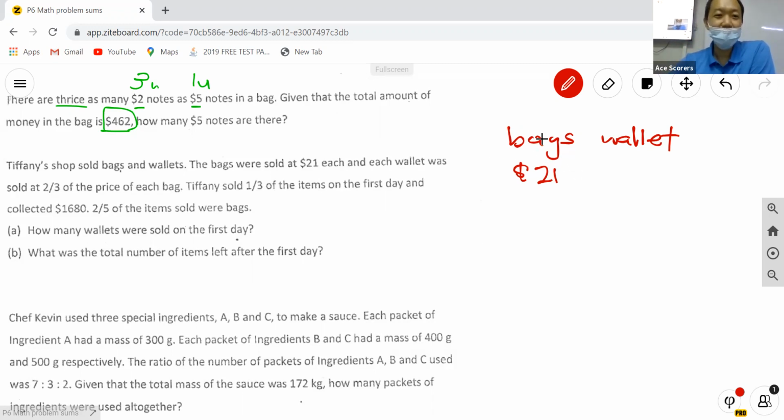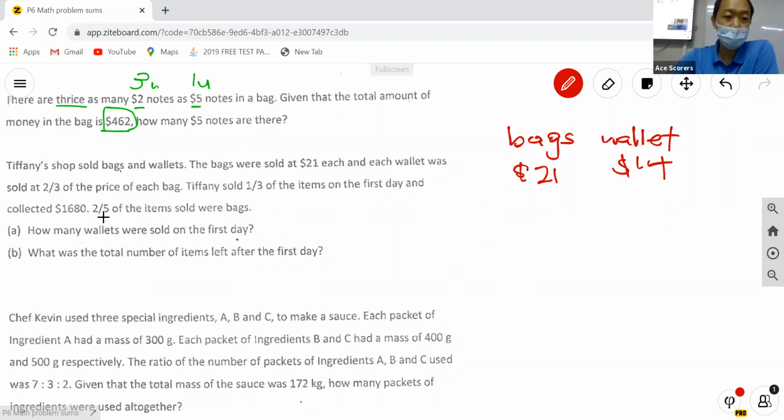Bags, right? Wallet. Oh, bags. Oops. Wait, why? Can you do it again? Bags. Wait, what happened? Oh, they select the whole thing, right? That's so cool. Okay, wallet, how much? The wallet was 2/3 the price of a bag. 2 out of 3. 14块. One wallet is $14, one bag is $21. Then Tiffany sold 1/3 of the items and collected $1,600.